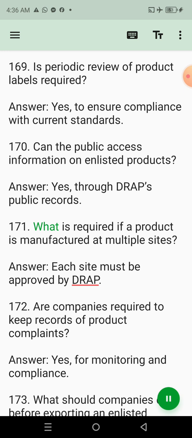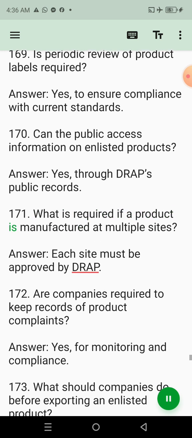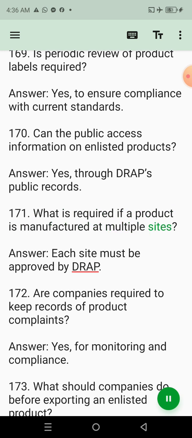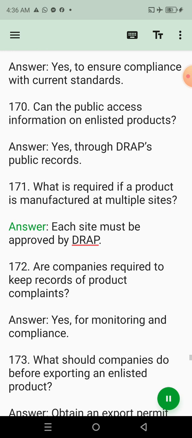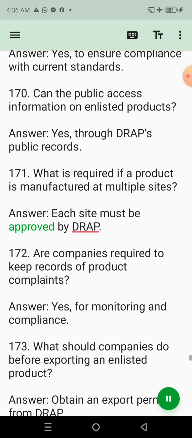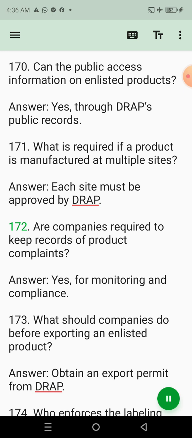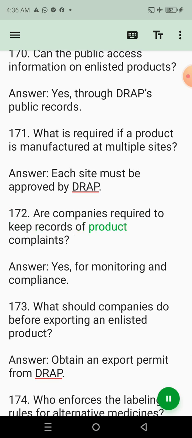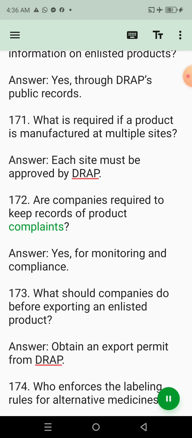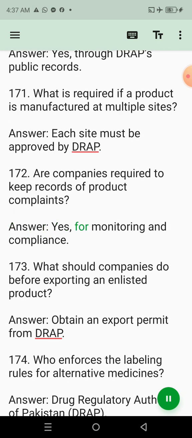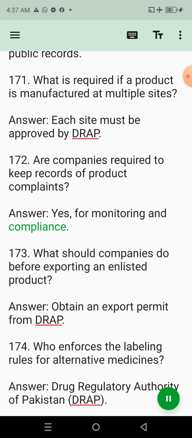171. What is required if a product is manufactured at multiple sites? Answer: each site must be approved by DRAP. 172. Are companies required to keep records of product complaints? Answer: yes, for monitoring and compliance.